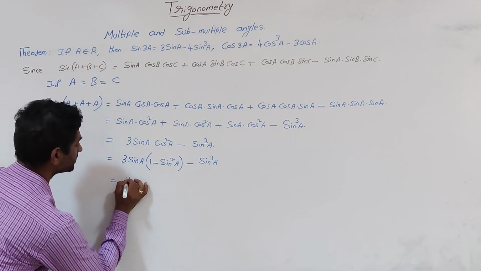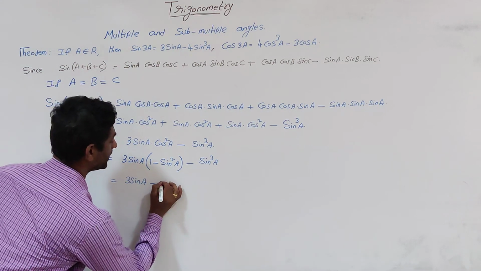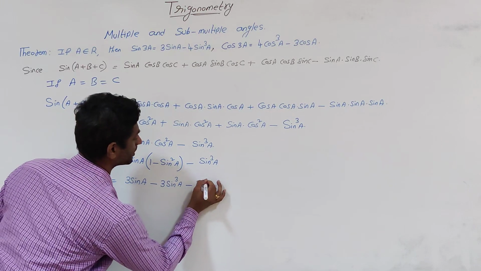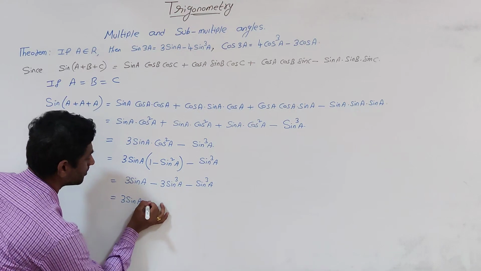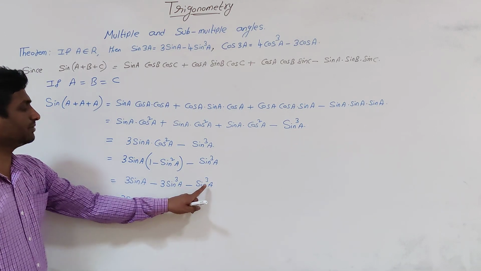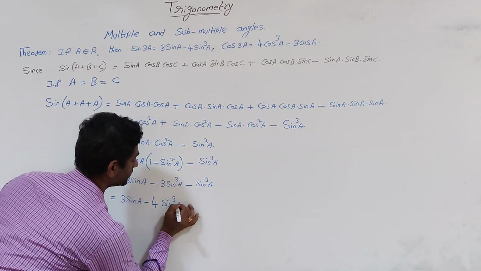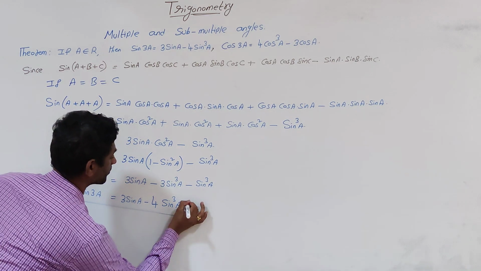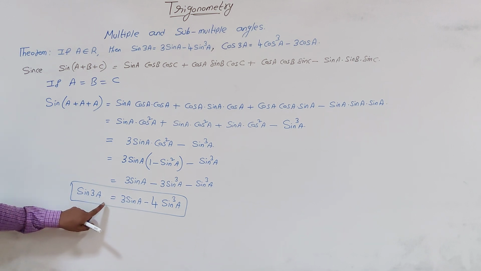3 sin A into 1 is 3 sin A. 3 sin A into minus sin square A is minus 3 sin cube A, minus sin cube A. So 3 sin A minus 3 sin cube A minus sin cube A, minus 4 sin cube A. So that gives the formula for sin 3A, because A plus A plus A will be 3A. So sin 3A is 3 sin A minus 4 sin cube A.